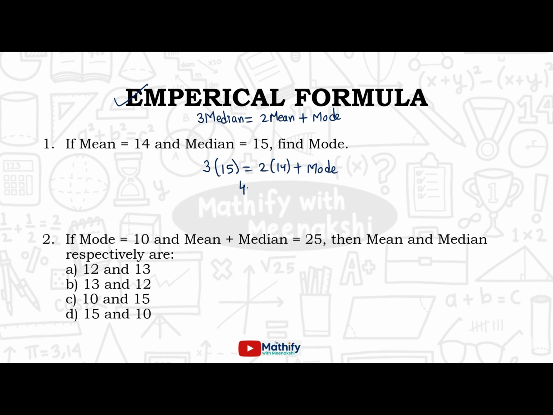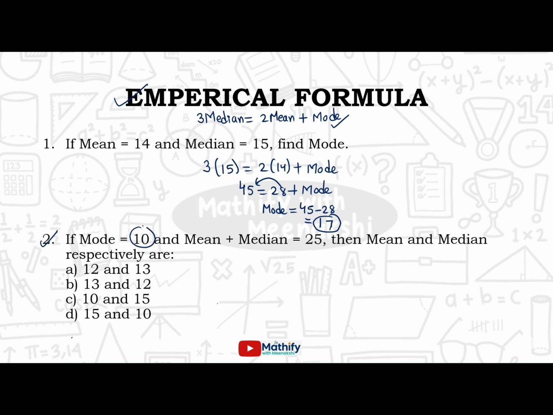That means 45 is equal to 28 plus mode. So if you transpose 28 to that side, it becomes minus. So 45 minus 28, and that is 17. So this is your final answer. Now let's move to question 2.